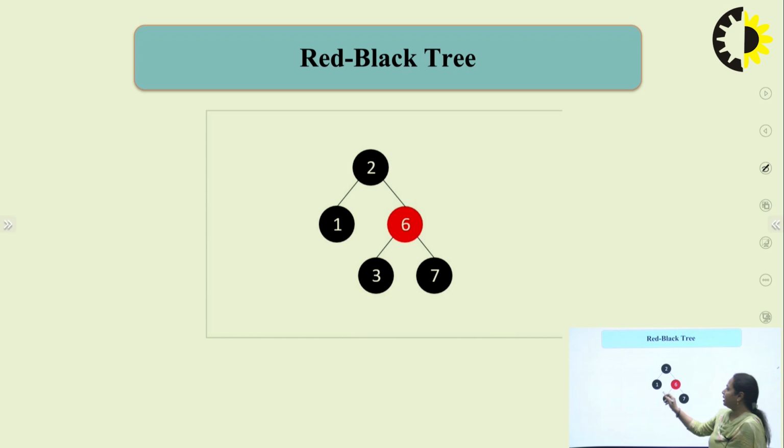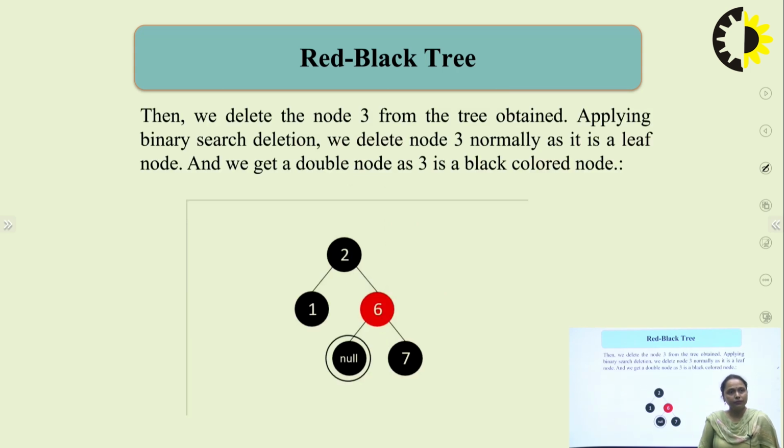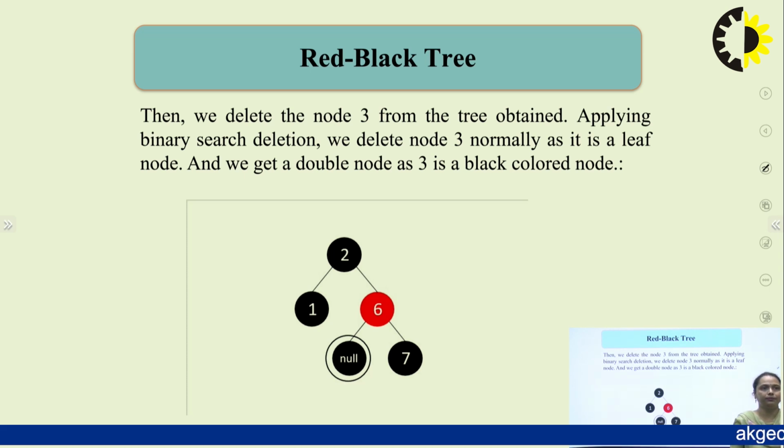Next, we have to delete 3. Now, the case of double black arises. 3 is black in color. It is a leaf node, but it is black in color. If I delete this 3, the property of the tree will get violated. Black height will get disturbed. So, it is being replaced with a double black node.